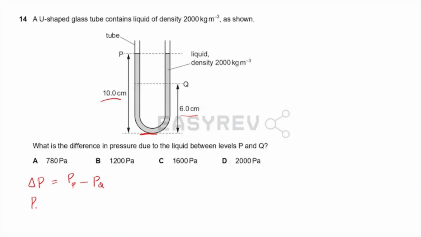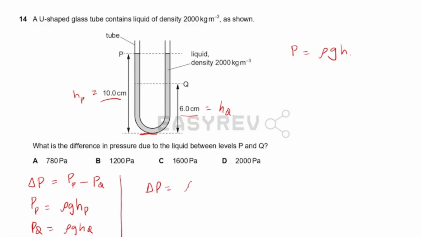Now for P, here we will recall that the pressure due to a liquid column is simply the density times gravitational acceleration times height. So for P, that would be rho g hP, which is equal to 10 centimeters. And for Q, that will be rho g hQ, where 6 centimeters is the value given for hQ. They both share the same density because it's the same liquid being filled in the tube. g is of course the same constant. So when computing delta P, I can take rho and g both as a common factor, and I get hP minus hQ, which is just a difference in height.